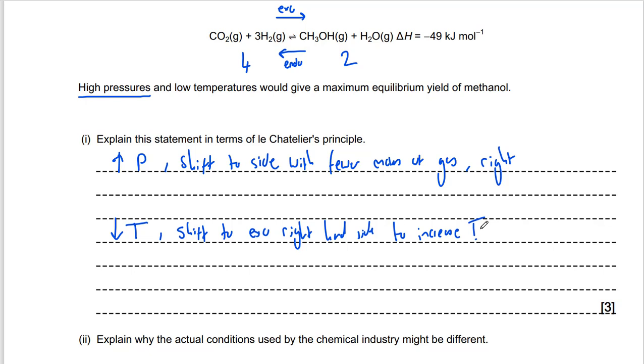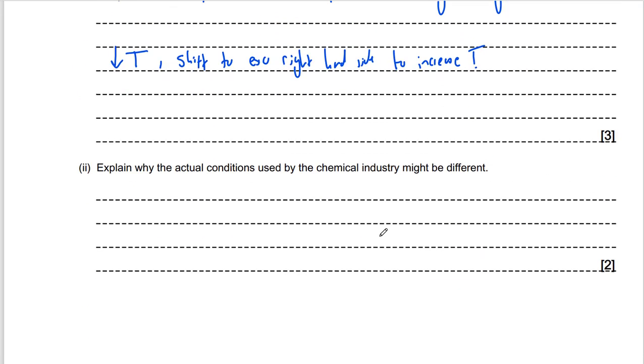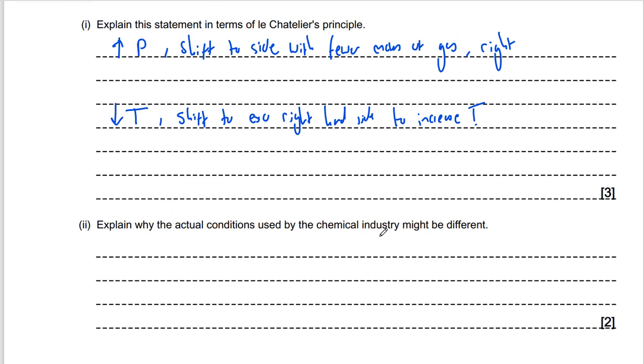In terms of Le Chatelier's principle, it's just shifting to the right for both, because you've got fewer moles of gas on the right-hand side for the pressure, and the exothermic process is forwards for the temperature. Nice and straightforward. Now, this question always pops up, always linked to Le Chatelier. It's worth knowing an answer for this, just so you've got it in the back of your mind, because it's always the same answer pretty much.